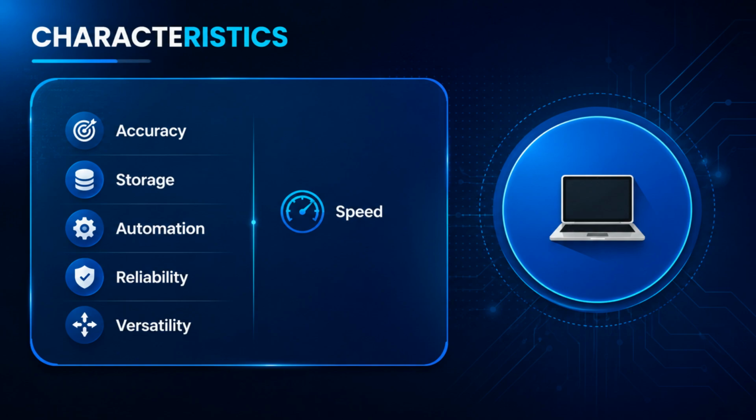Several characteristics define modern computing. These include high-speed processing, precise accuracy, massive storage capacity, automation of tasks, reliability in operation, and the versatility to perform a wide variety of different jobs.